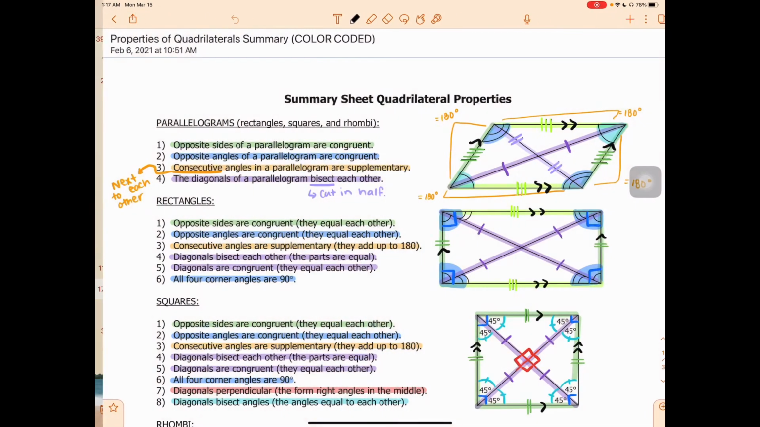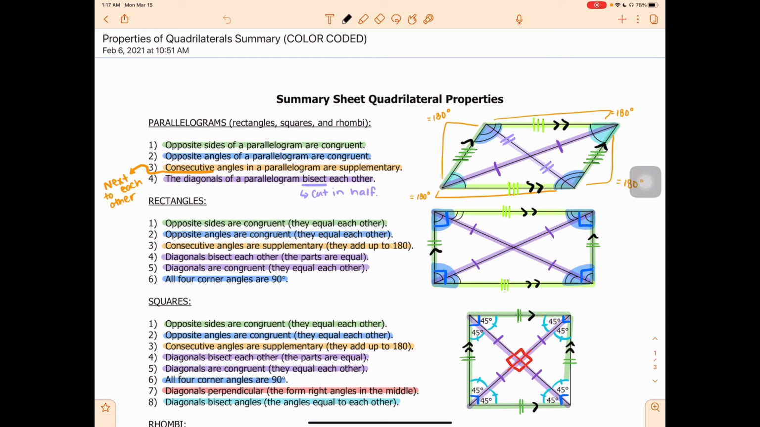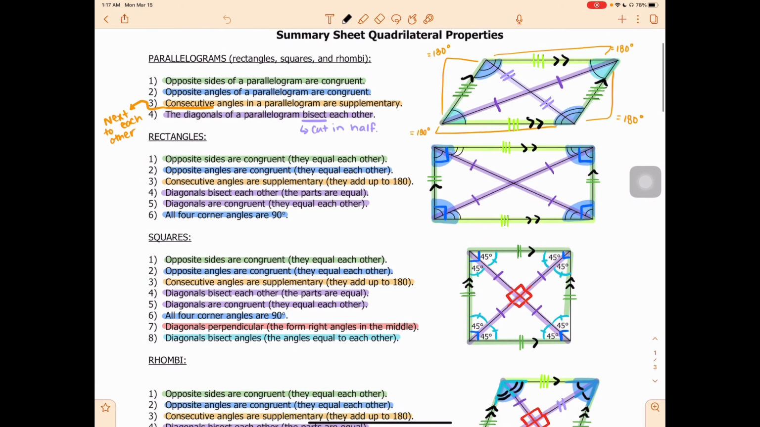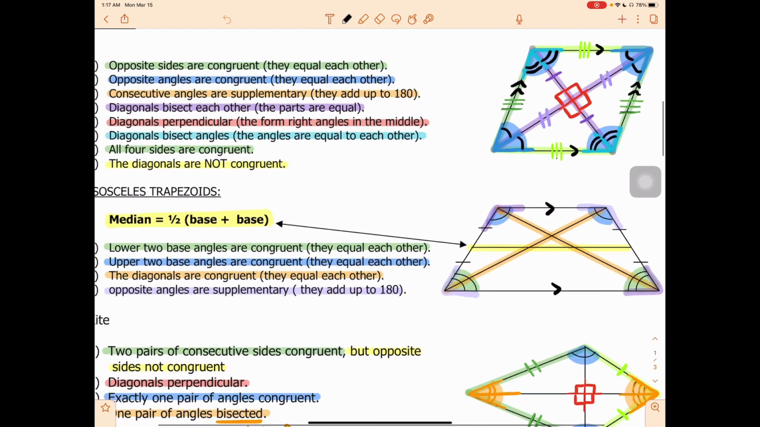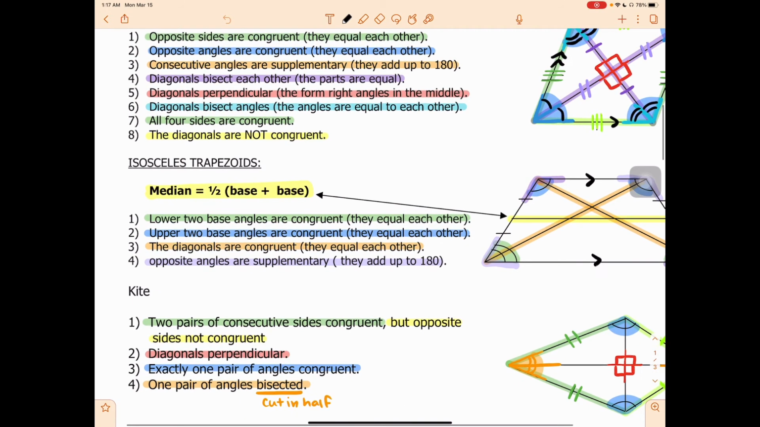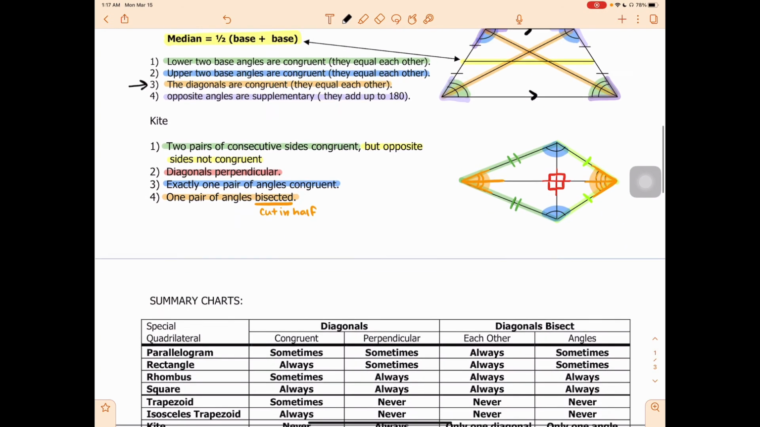Oh, the properties of quadrilaterals summary here. So there are the parallelograms up above. Here's the trapezoid. Okay. The one thing that we're looking at for this problem is that the diagonals are congruent, and then you can read everything else you need to know about the trapezoid as well.